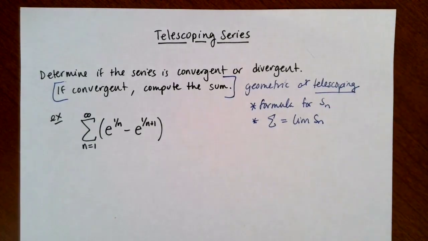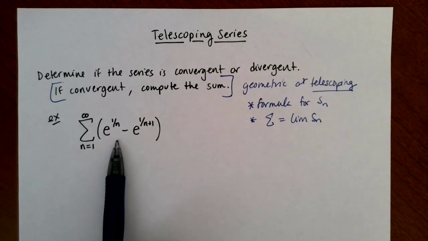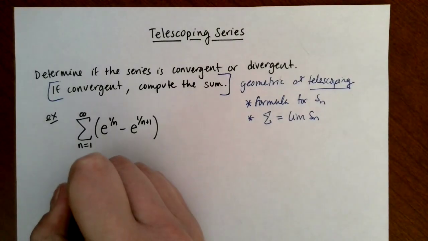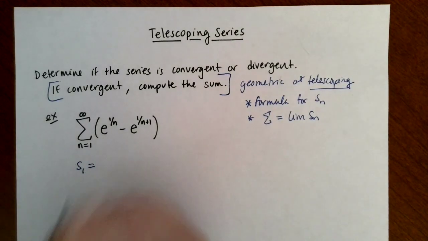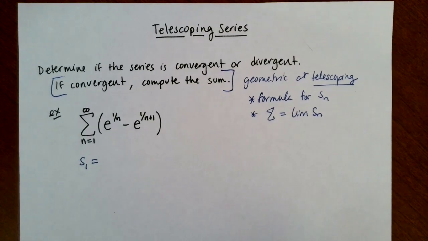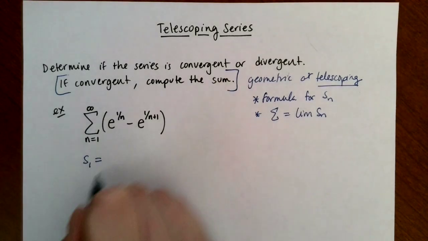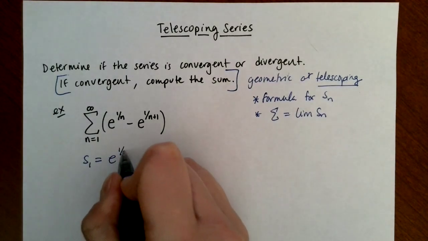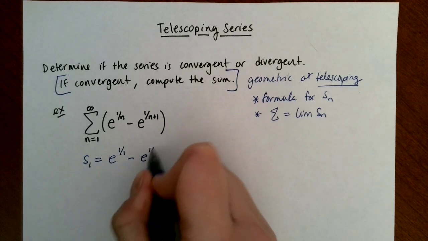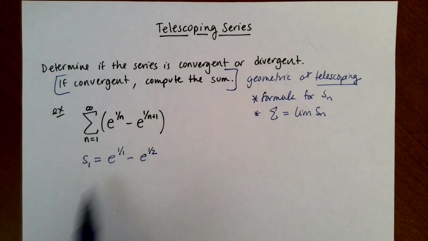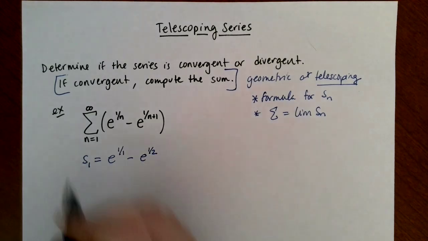Okay, so let's jump into this first one. We have the sum from n=1 to infinity of e to the 1 over n minus e to the 1 over n plus 1. All right, so I'm going to write out a few partial sums for myself so that I can start to develop a formula for what the nth partial sum would be. So S1 is the sum of just the n=1 term. So that's e to the 1 over 1 minus e to the 1 over 2. I could certainly simplify this 1 over 1, but otherwise nothing else special happens.